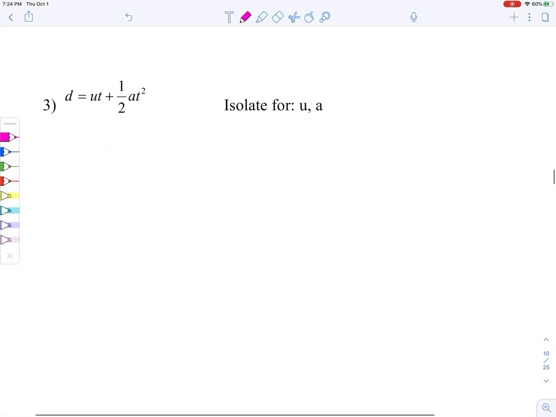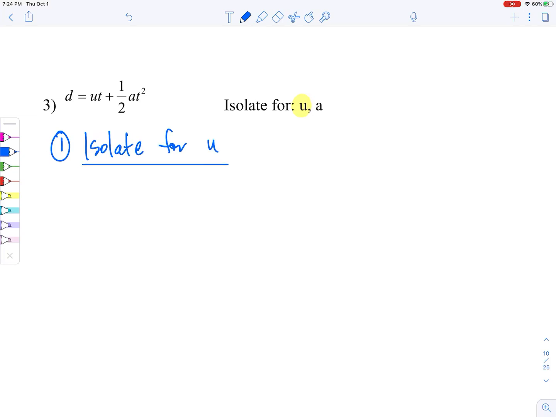Question 3D. D equals ut plus half at squared. First, it wants us to isolate for u. So 1, isolate for u. And then the second one's going to be isolate for a. I'm just doing that so that I remember and don't get distracted and forget to do the second one.